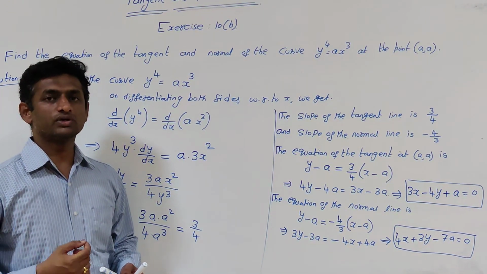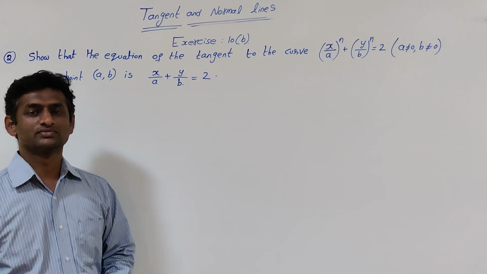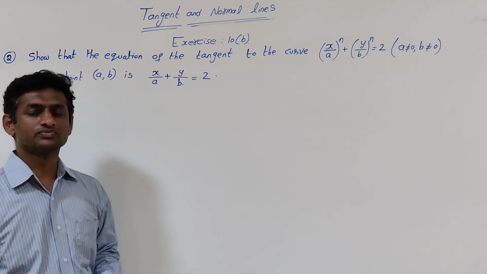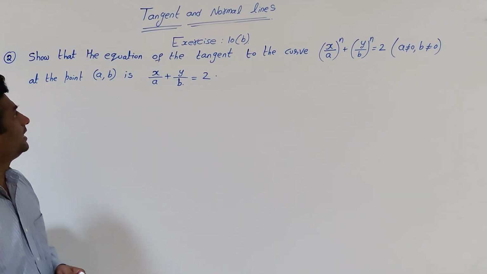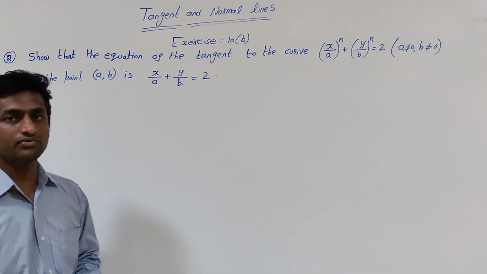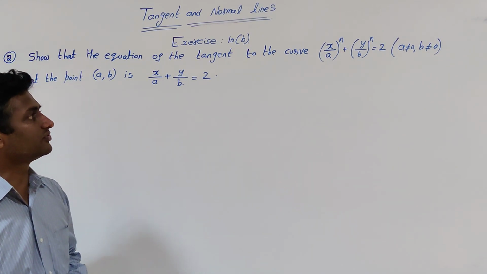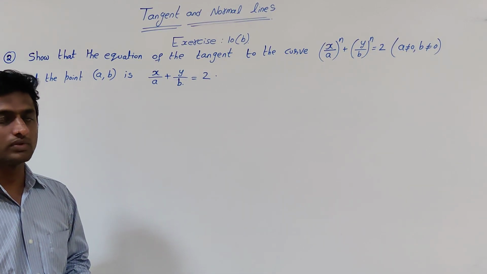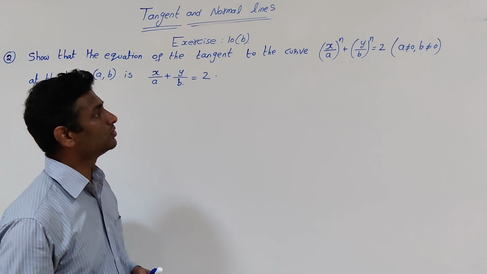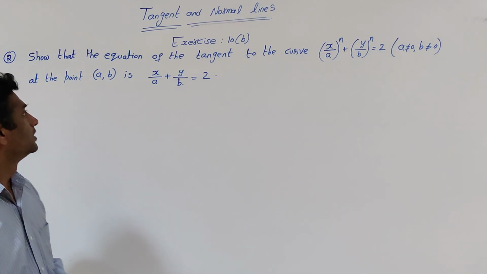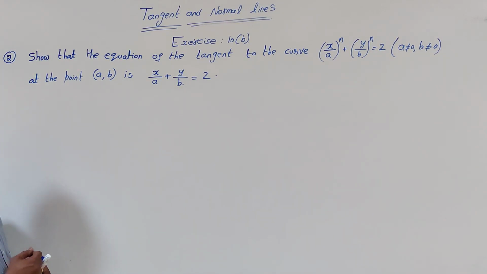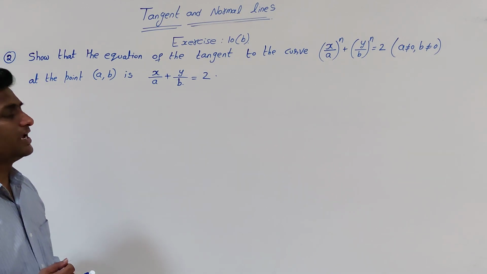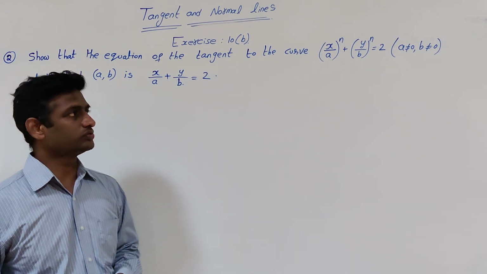And now we'll go for the second question. The next question is, show that the equation of the tangent to the curve (x/a)^n + (y/b)^n = 2, where a is not equal to 0, b is not equal to 0, at the point (a, b) is x/a + y/b = 2.